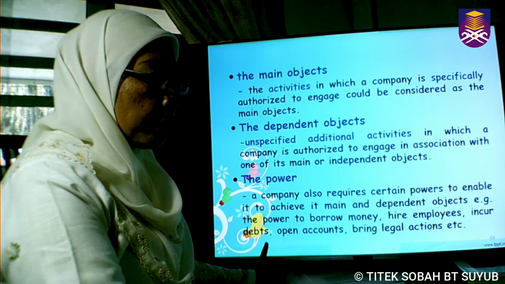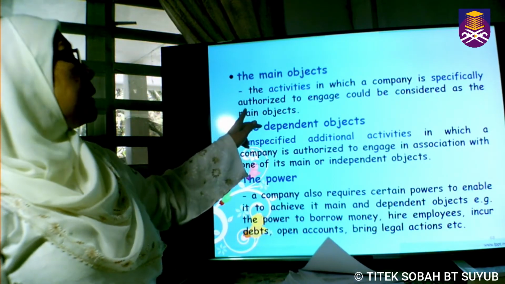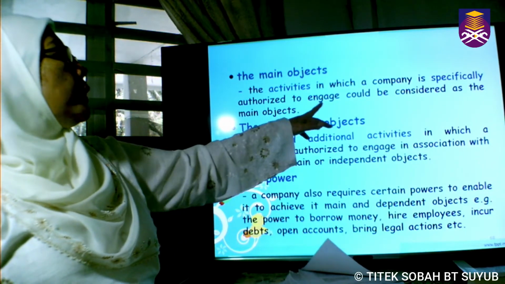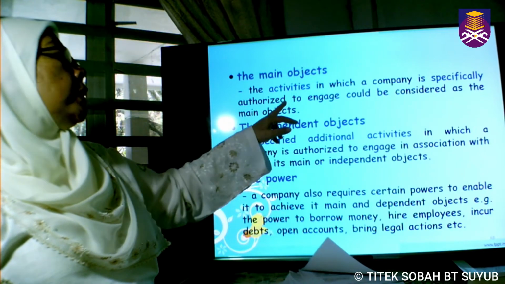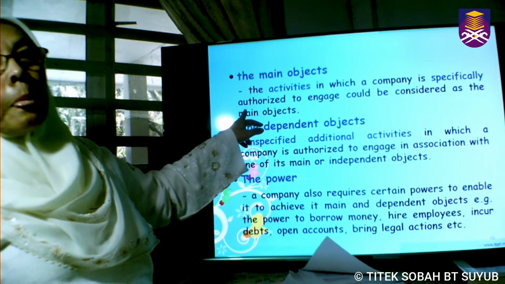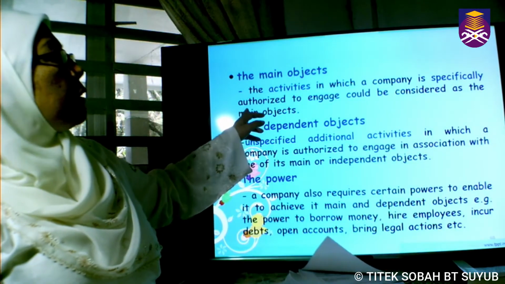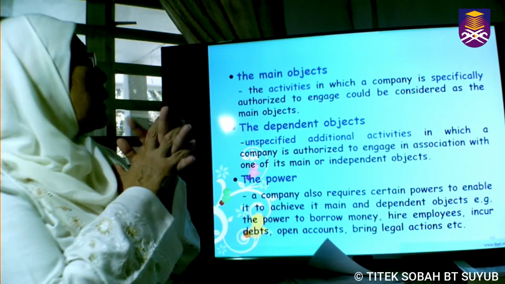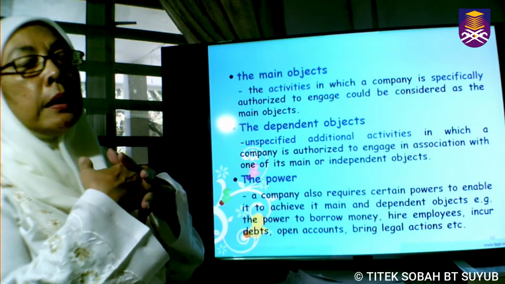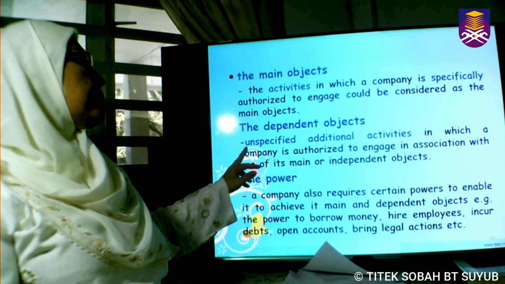So when we talk about objects, the main object, the dependent object, what is the main object? This is the activities in which a company is specifically authorized to engage. And this could be considered as the main object. Like UiTM. What is our main object? This is education. Okay? So these are the activities specifically authorized to engage in. University Petronas, right? What is the dependent object? This is unspecified.